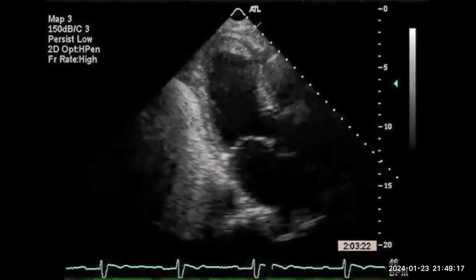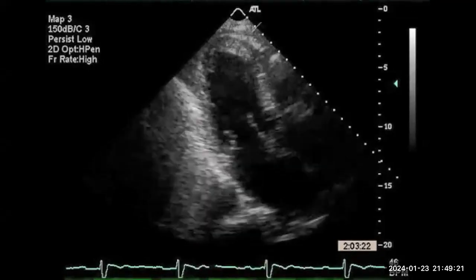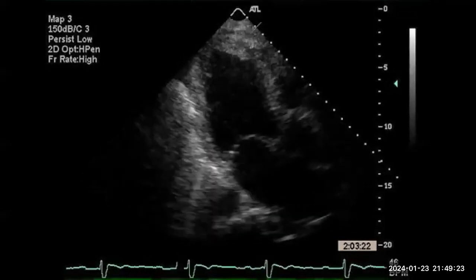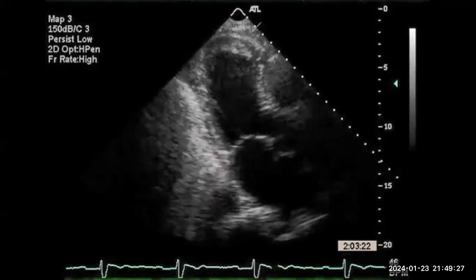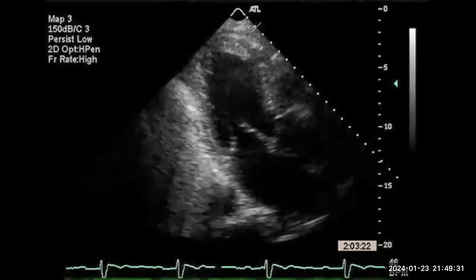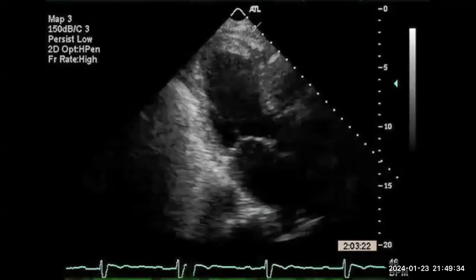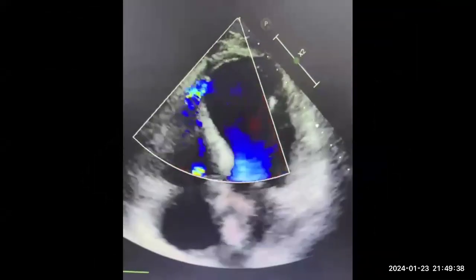Excellent. Akinetic apex, hypokinetic posterior wall, and anterior septal. LV mass, there is thrombus. Yes, more than enough. Excellent. So this is a case of anterior MI complicated by an LV clot.